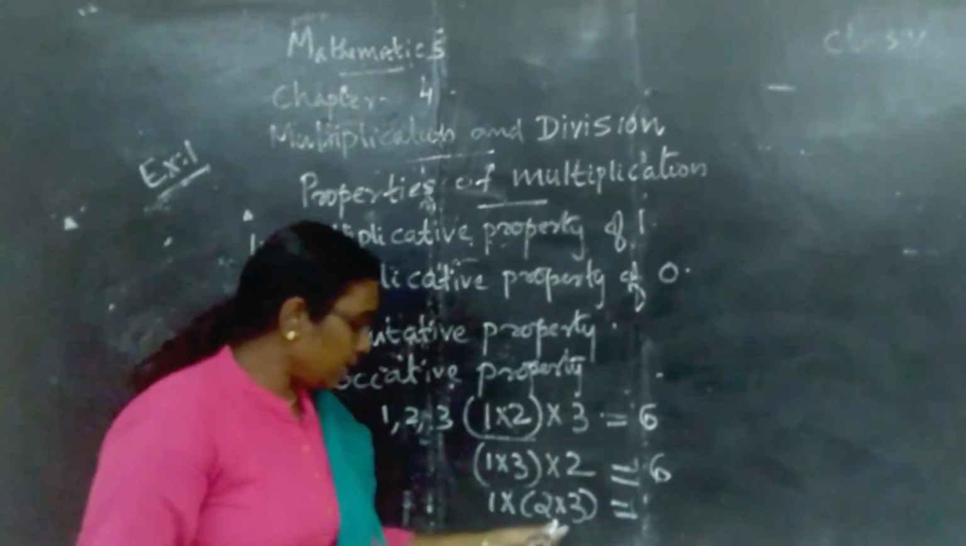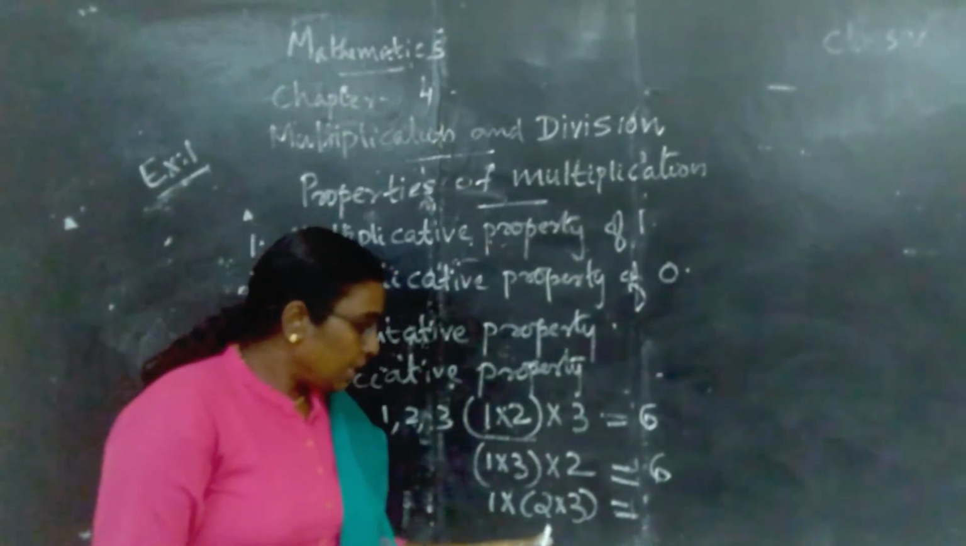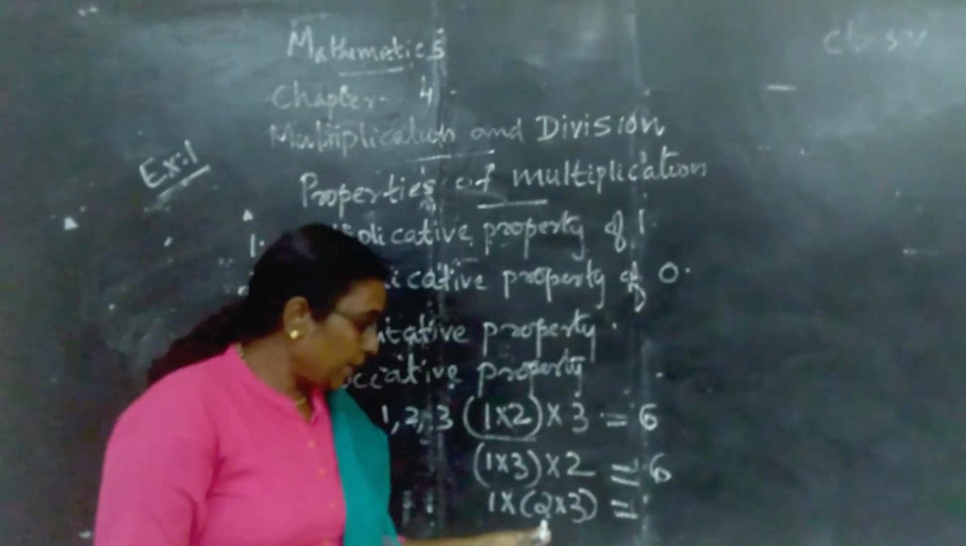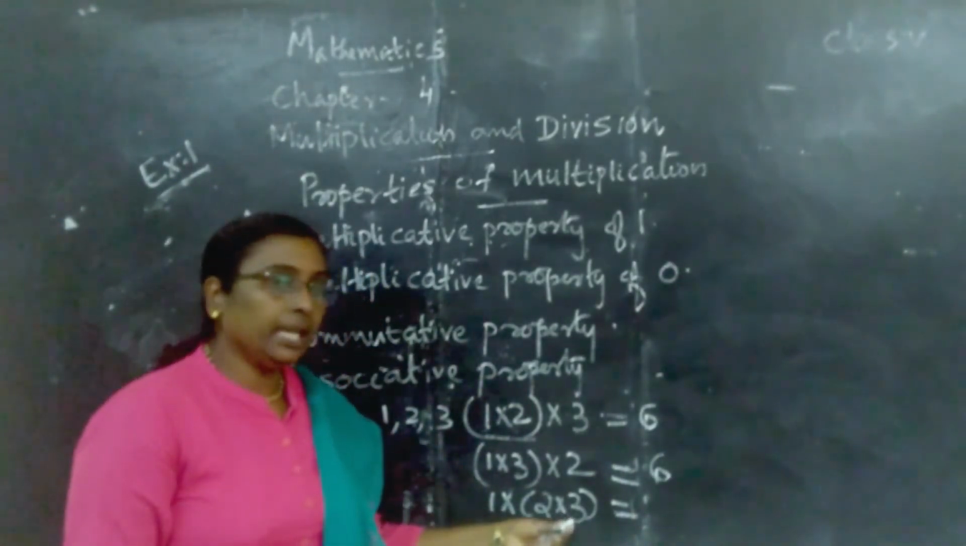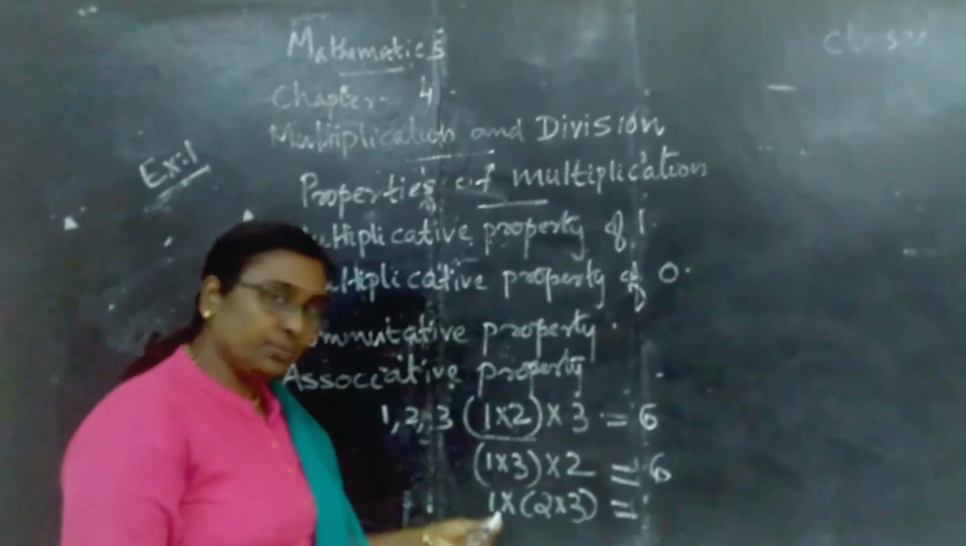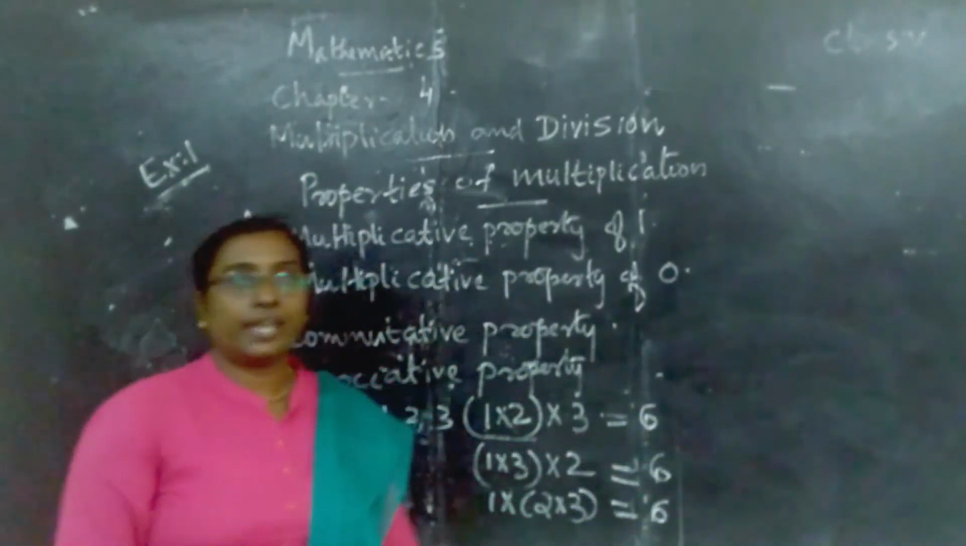Then 1 into 2 into 3. Here also I change the order of numbers. First multiply 2 into 3. 2 into 3 is 6. 6 into 1 is 6. The answer is the same.